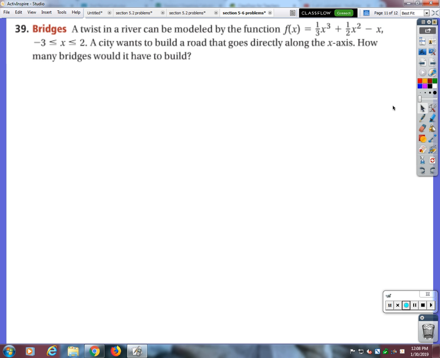Okay, 39 says a twist in a river can be modeled by the function 1/3 x cubed plus 1/2 x squared minus x in between -3 and 2. A city wants to build a road that goes directly along the x-axis. How many bridges would it have to build? So in other words, they're asking how many times will this graph cross the x-axis in between -3 and 2?